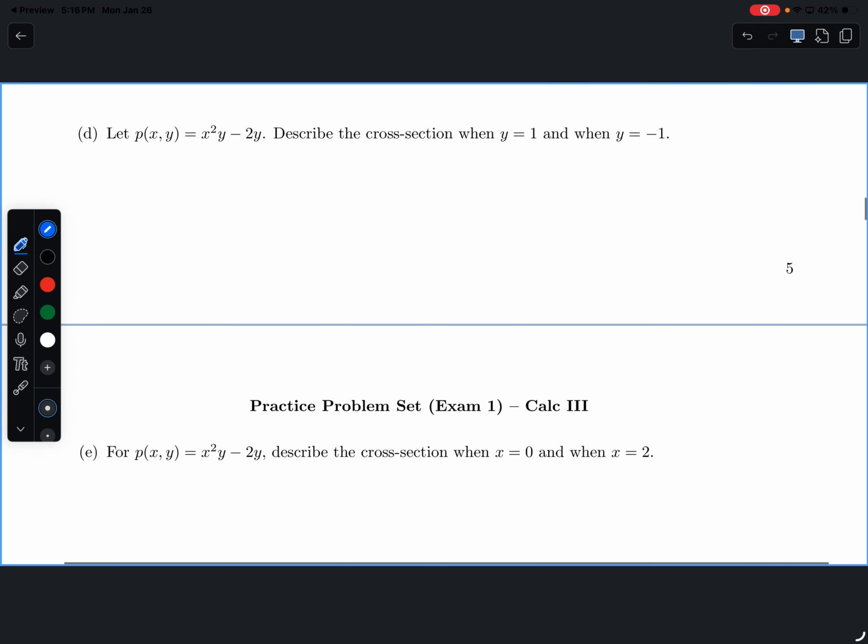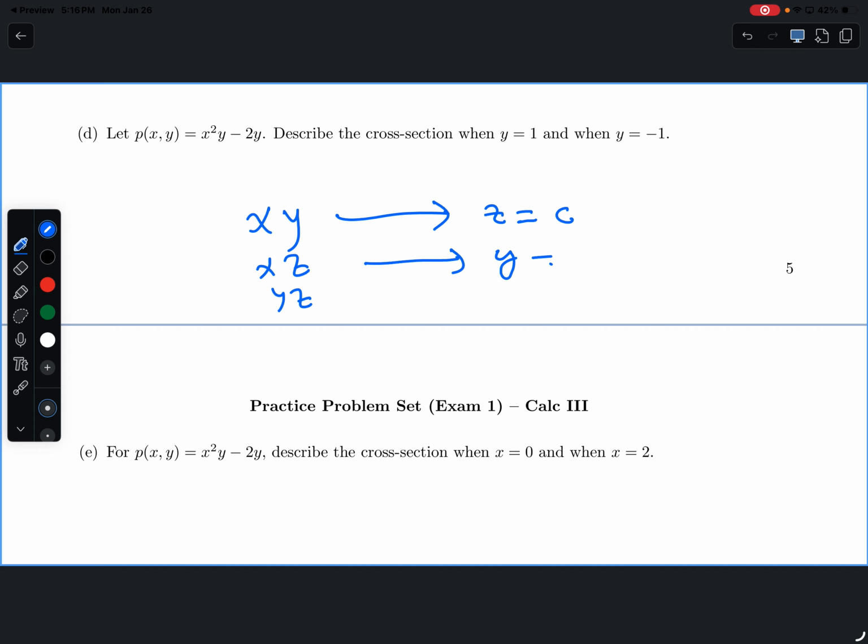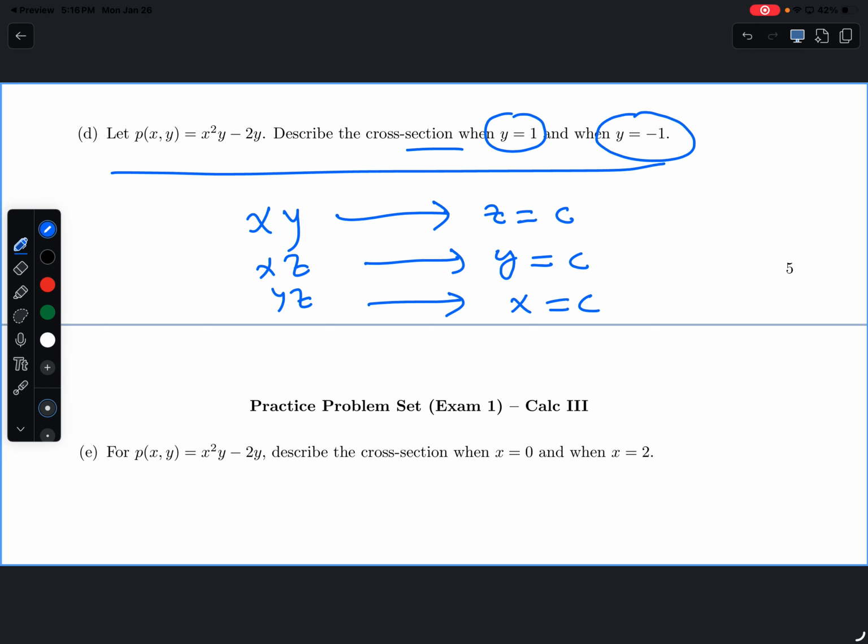Whenever a question is about these cross sections, there are three different options. You look at those options, which are the xy plane, xz plane, and yz plane. If it is the xy plane, put z is equal to some constant. If the value of z is given, that's good. Otherwise, just put z is equal to c. For the xz plane, it means y is equal to c. For the yz plane, it means x is equal to c. But in this question, it is specifically given to find the cross section when y is equal to 1 and when y is equal to negative 1. So you put y is equal to 1 and then y is equal to negative 1 to see what happens.